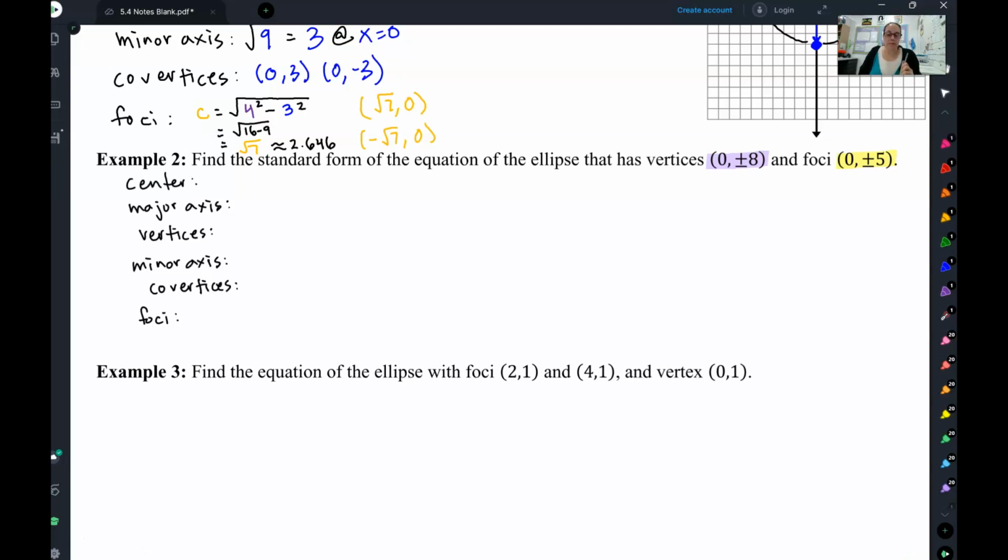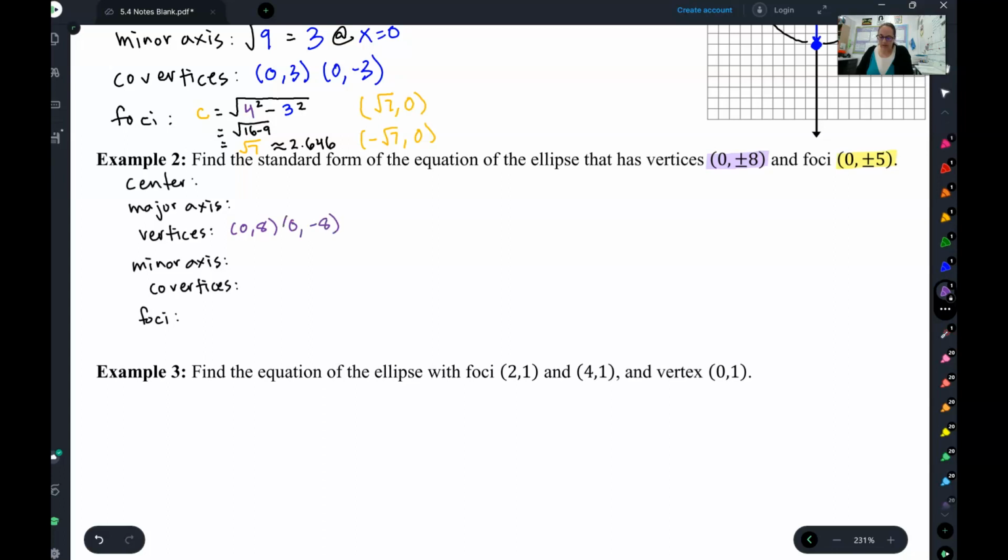And this problem says to find the standard form of the equation of the ellipse. So I want to end with the equation of the ellipse that gives me these points. So I'm going to list my vertices. I have 0, 8 and 0, -8. And my foci 0, 5 and 0, -5.